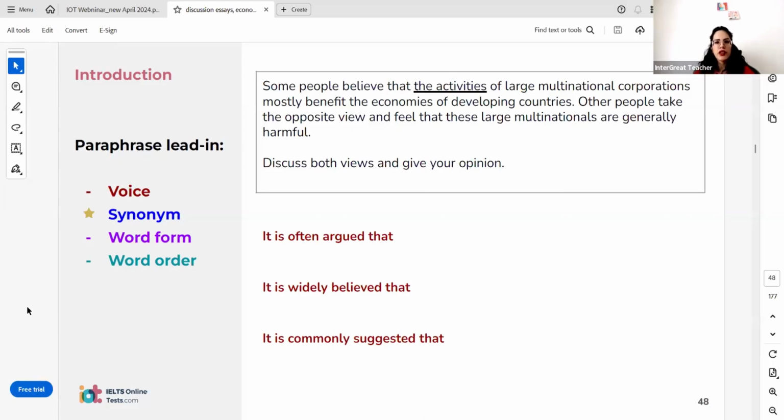Sorry. Okay, the activities, I can go with actions, right? The actions of, instead of large, any ideas? What can I replace large with? Not immense, massive, numerous. We are not talking about numbers, Leah. Huge is a good paraphrase or a good synonym. So it is often argued that the actions of huge, instead of multinational, I want to write global. For corporations, what can I write?